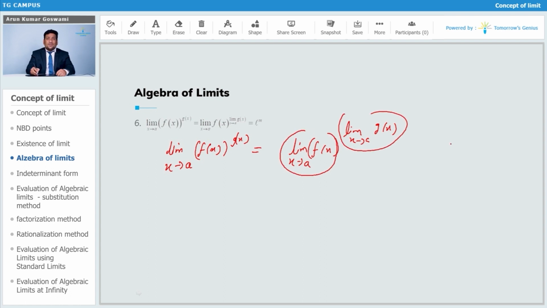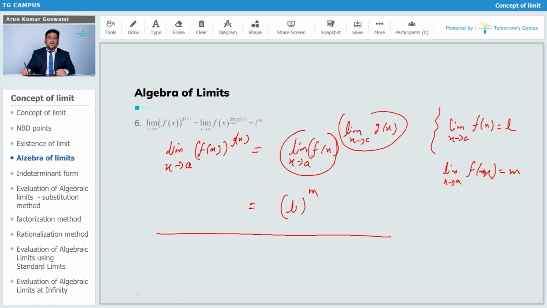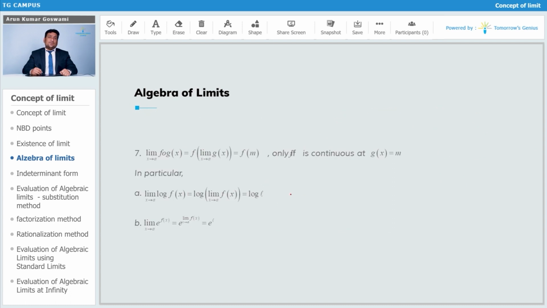So whatever the result will be there, let us suppose I will write here as limit x tends to a f of x is equal to L, and limit x tends to a g of x is equal to m. So what we are getting here is nothing but L to the power m. So this is my algebra of the limit. Okay, see the next property, guys.